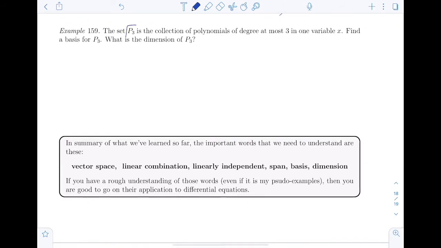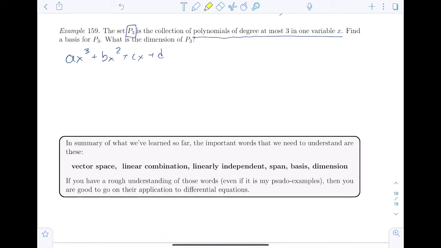159. The set P3 is the collection of polynomials of degree at most 3 in one variable x. So what do those look like? These look like ax cubed plus bx squared plus cx plus d. And I think maybe you can tell what the basis is when you are looking at it. Just kind of thinking about how this is a vector space first. When you add 2 of these polynomials, do you get another polynomial just like this? And the answer is yes.